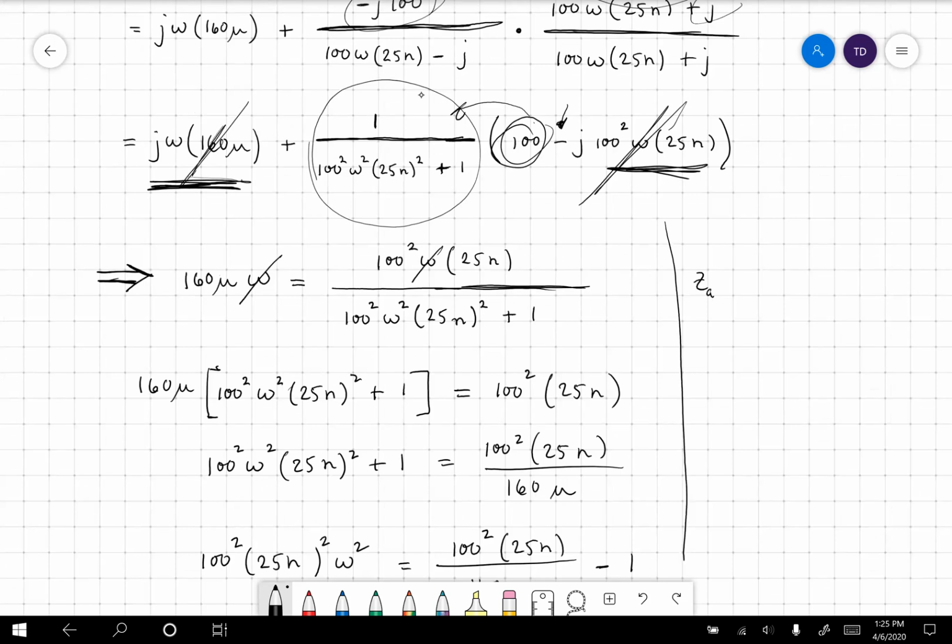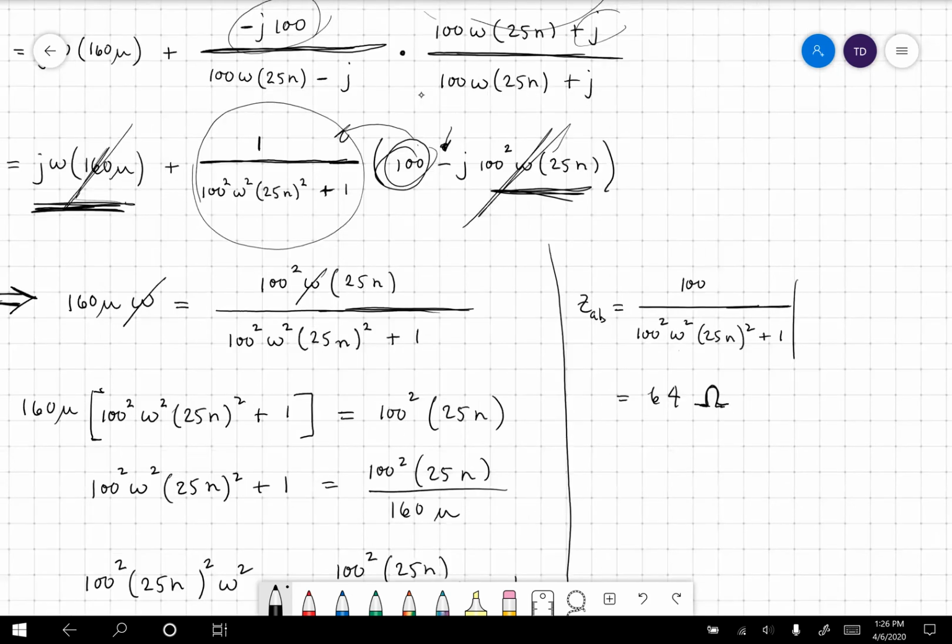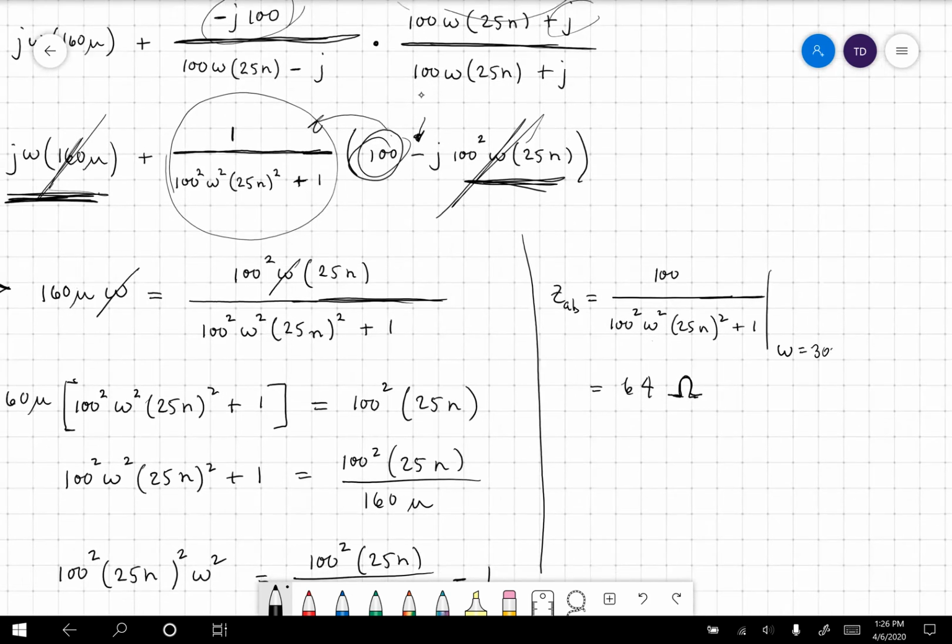So ZAB, and it's obviously just a real number, is 100 divided by 100 squared omega squared 25 nano squared plus 1. If I did all my math correctly, this turns out to be 64 ohms. Let me just double check that. It is 64 ohms. So it's a number crunch. What you're putting in here is when omega equals 300K. That's what you're putting in there, 300,000.